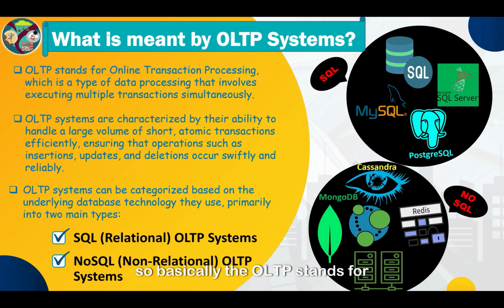So basically, OLTP stands for online transaction processing, which is a type of data processing system that involves executing multiple transactions simultaneously. Which means it is one category of data storage and processing systems where multiple transactions are involved simultaneously. Dynamically, we can execute multiple transactions. Right? So these OLTP systems support day-to-day operations by processing real-time transactions.